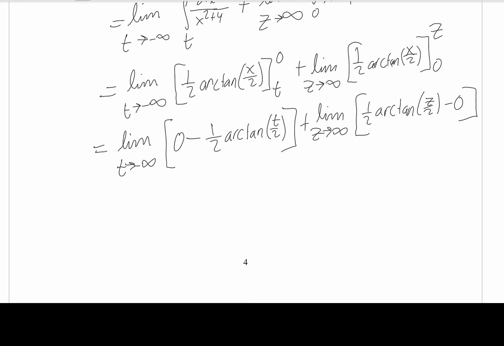Okay, so this is kind of like saying, let's see, we'll have negative 1/2 arctan. t's going to negative infinity, so this is negative infinity over 2, which is just negative infinity. Plus, now I should have 1/2 arctan. z's going to infinity, so this is infinity over 2, which is just infinity.